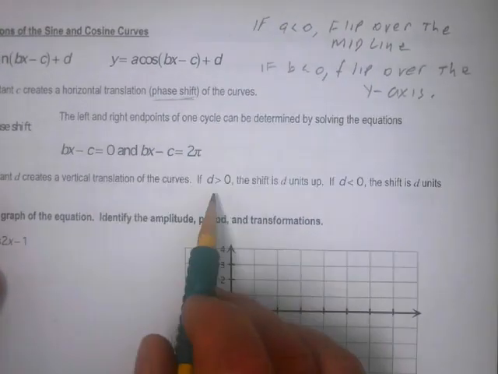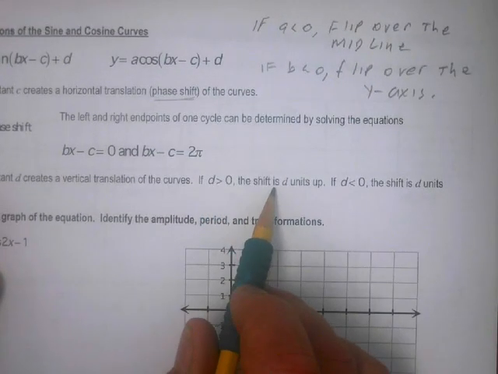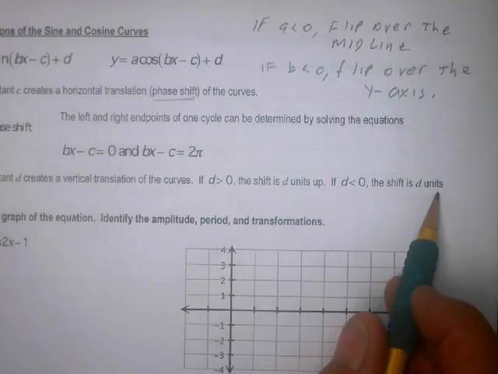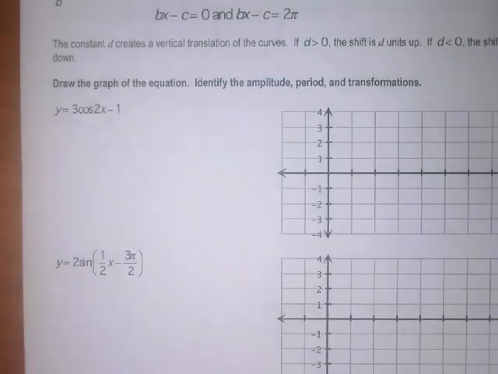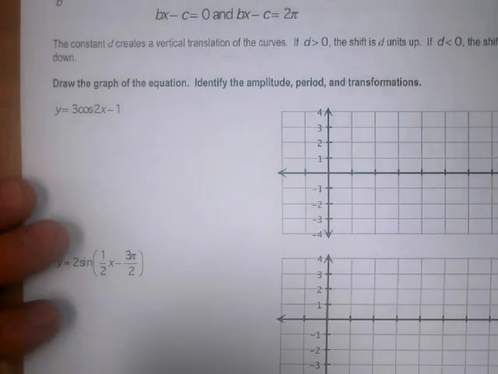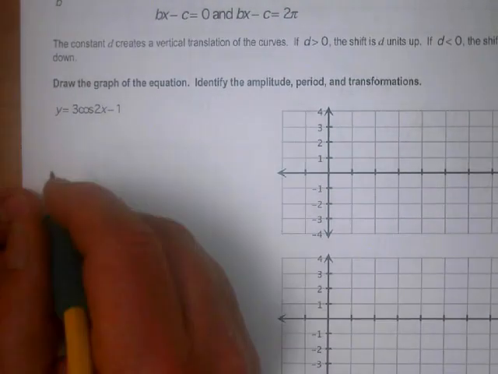The constant d creates a vertical translation of the curves. And again, if d is greater than 0, shifts d units up. If d is less than 0, it's going to shift it down. All right, let's take a look at a couple of these.